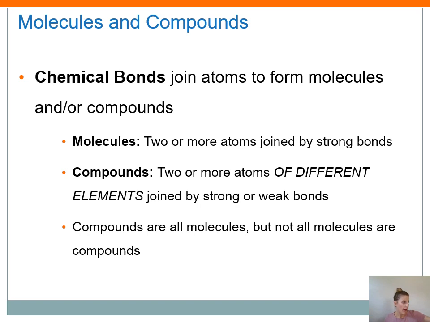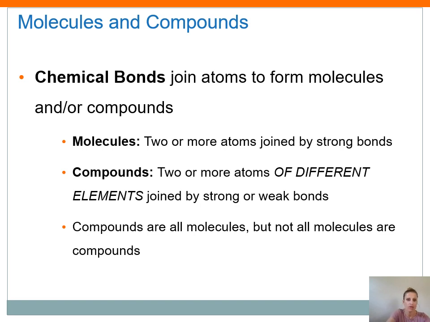When chemical bonds join atoms together, they form larger components, right? So instead of separate atoms, we have something bigger. That something bigger is either a molecule or a compound. So technically the term molecule and the term compound can be describing different things.